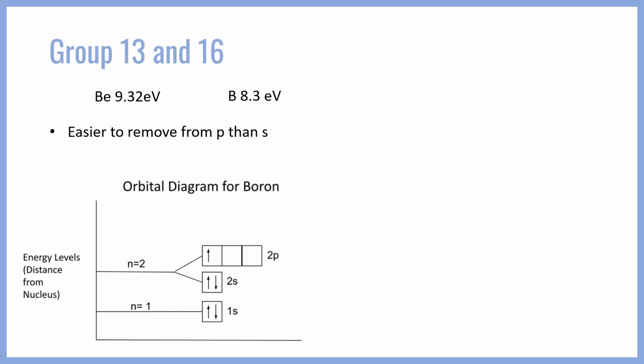As atoms get larger, the energy difference between p and s shrinks a little bit, and the drop between groups 2 and 13 diminishes. And so we see less of a discrepancy as we move down from boron to aluminum to gallium. However, between beryllium and boron, there's actually a substantial energy difference.